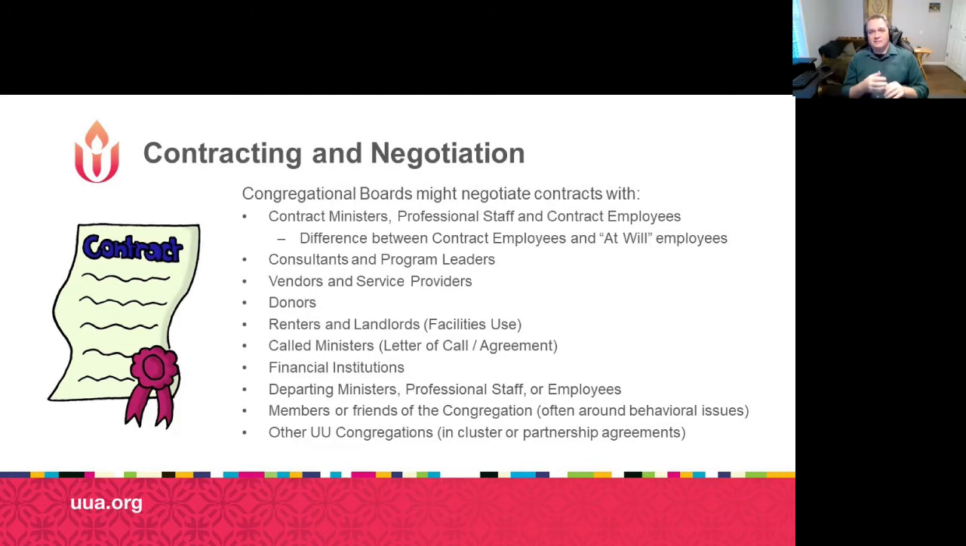And we talked about called ministers and letters of call, contracting with financial institutions, such as for mortgages for the congregation, contracts with departing ministers, professional staff, or employees. During an ending, there are times where a separation process involves some contracting and negotiation. Members and friends of the congregation, sometimes around behavioral issues, there's a need for a board to negotiate with them about what their engagement with the congregation will be. And sometimes other congregations in cluster or partnership agreements.